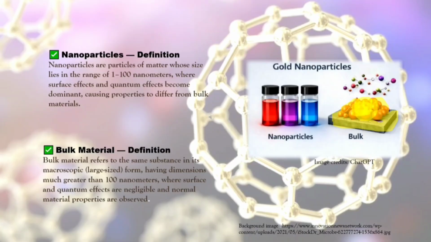Now look at these pictures. The small colored bottles show gold nanoparticles. Even though it is gold, the colors are different because the particle sizes are different. Below that is bulk gold, which keeps its normal yellow color.